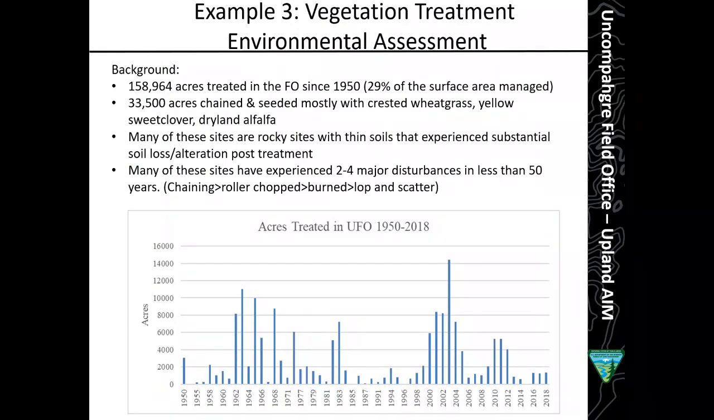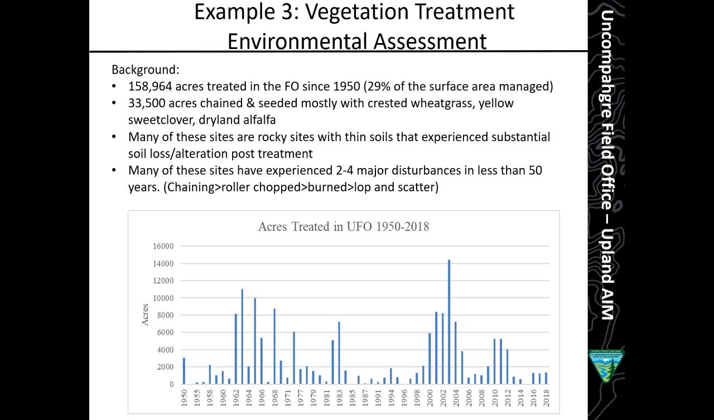Our third example is the vegetation treatment environmental assessment. Last year, our field office embarked on doing a programmatic vegetation treatment environmental assessment. And anybody who's done programmatic environmental assessments knows there's a whole lot of hand-wringing and not a lot of conclusions made. So we were able to take our AIM data and really put some meaningful analysis to this programmatic approach.